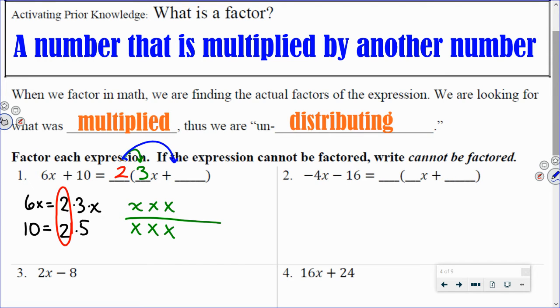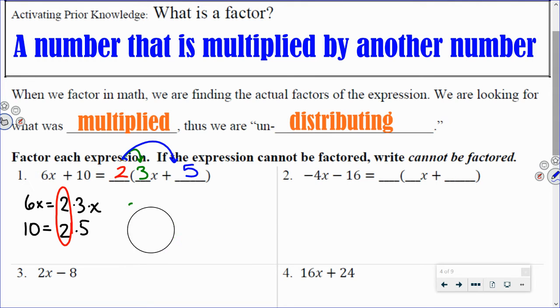Meanwhile, 2 groups of what would give us the 10 number? Naturally, 2 1s, 2 2s, 2 3s, not quite enough yet. But 2 groups of 5 would give us 10. And so we have now factored a linear expression, 6x plus 10, into 2 factors. One of the factors is 2, and another factor is, well, an expression altogether, 3x plus 5.